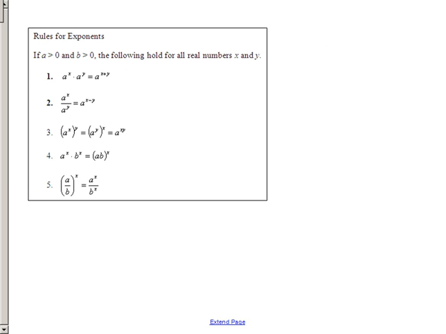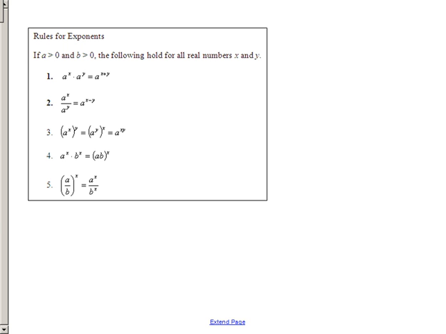Here's a couple properties that you need to know for exponents. You've dealt with these for a long time. The first one is a raised to the x times a raised to the y is a raised to the x plus y. If you multiply like bases, you add the exponents. Likewise, 2. A raised to the x divided by a raised to the y. If you divide like bases, you subtract the exponents. The third one, a raised to the x raised to the y is the same thing as a raised to the y raised to the x, because if you have an exponent raised to an exponent, you multiply the exponents.